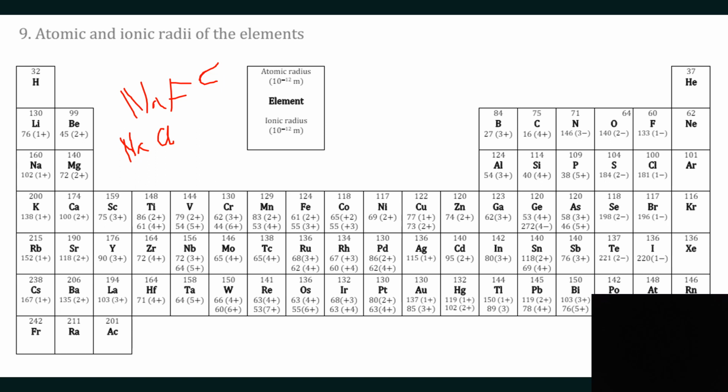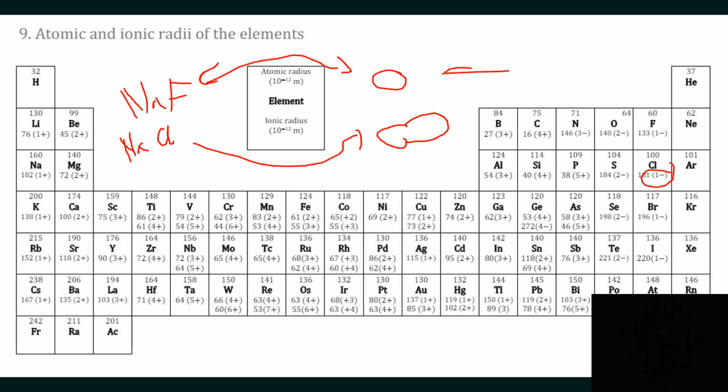Let me give you an example. We have this circle, let's think of it as the sodium chloride, and we have the sodium fluoride. This one will be bigger because it has a larger ionic radius. When they are heated, because it has a bigger ionic radius, it will receive more heat as it has more surface area. While this one, because it has less surface area, will receive less heat, and therefore the bonding between them is harder to break.